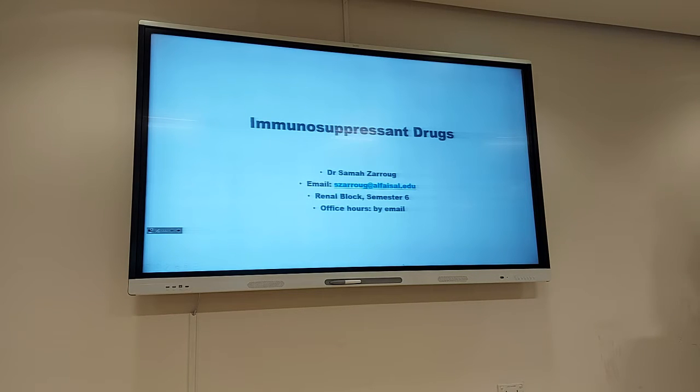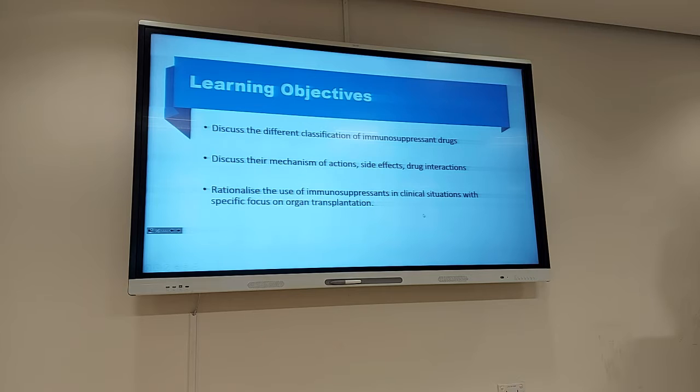Okay, so today's lecture is mainly focusing on immunosuppressants. What you need to know about the lecture is the classification of immunosuppressants, the mechanism of action of each drug class, and the rational use in terms of clinical situations, with the focus only on organ transplantation since this is a renal block.